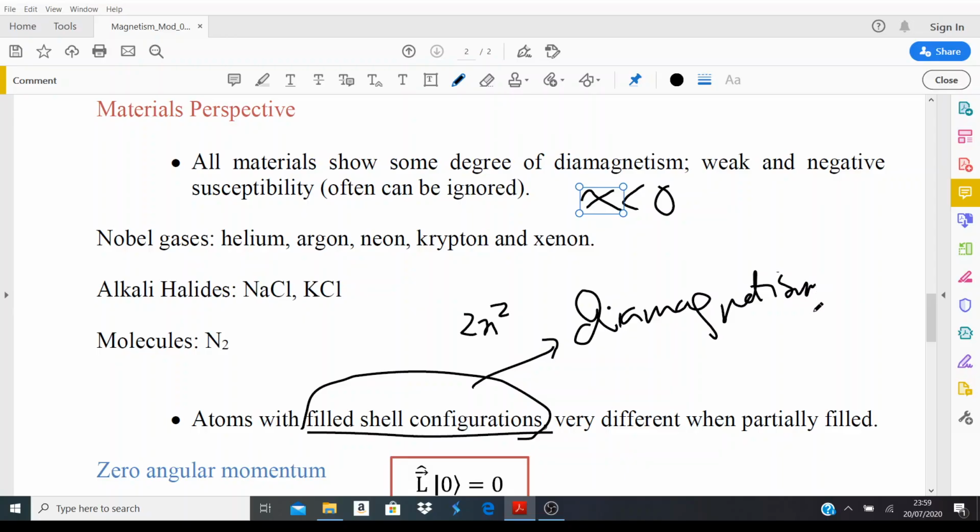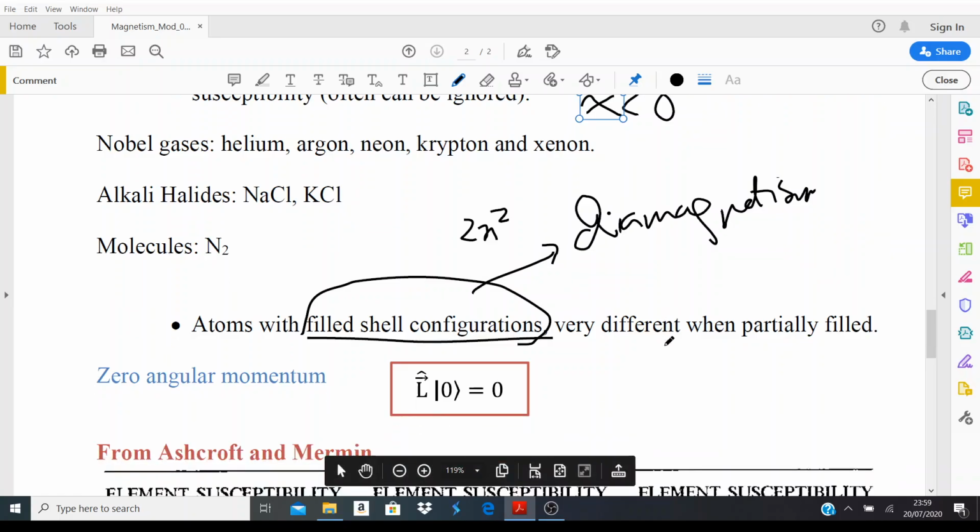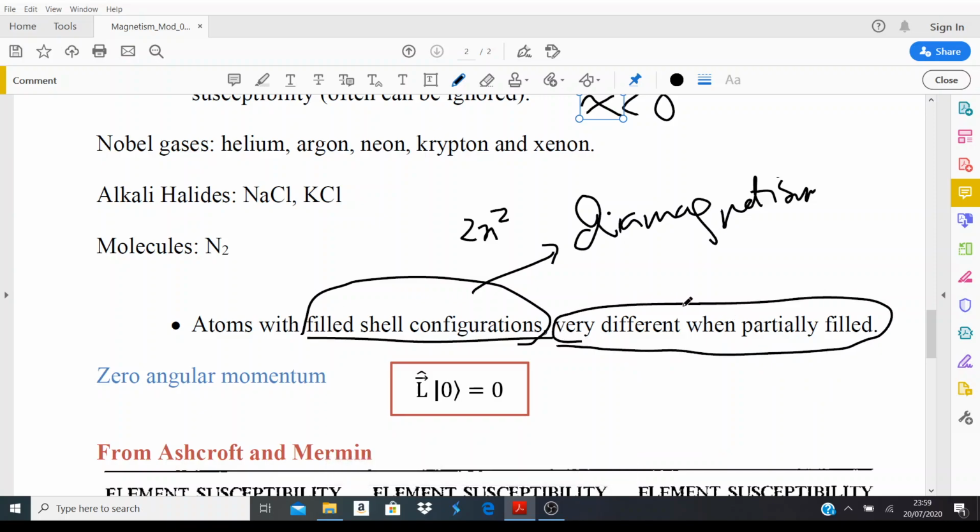Diamagnetism. But you will see in the lectures to come in future that if you don't have a filled shell configuration, then very different behavior can occur. And usually this can be explained in the context of paramagnetism. So, paramagnet.